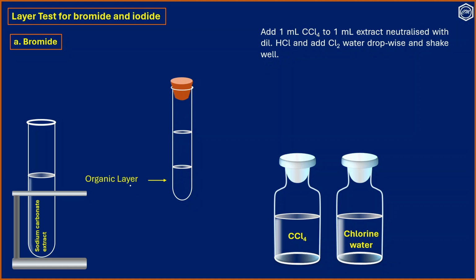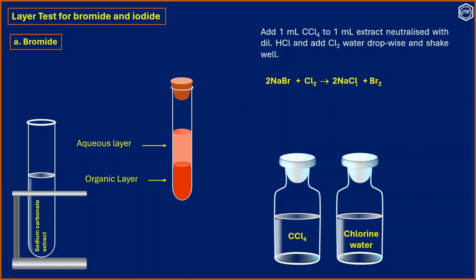And the bottom layer is the organic layer or the CCl4 layer. And the upper layer is the aqueous layer. And now we shake the test tube vigorously. As I said earlier, animations may not represent the exact situation. So here the organic layer becomes red. The aqueous layer also is slightly red.